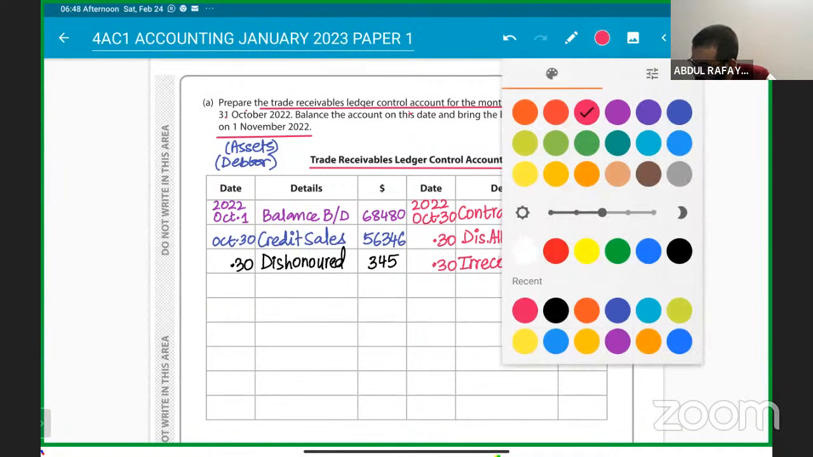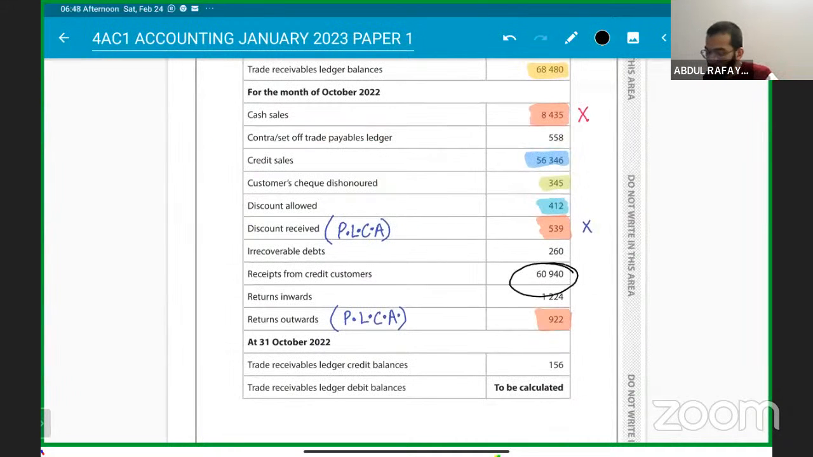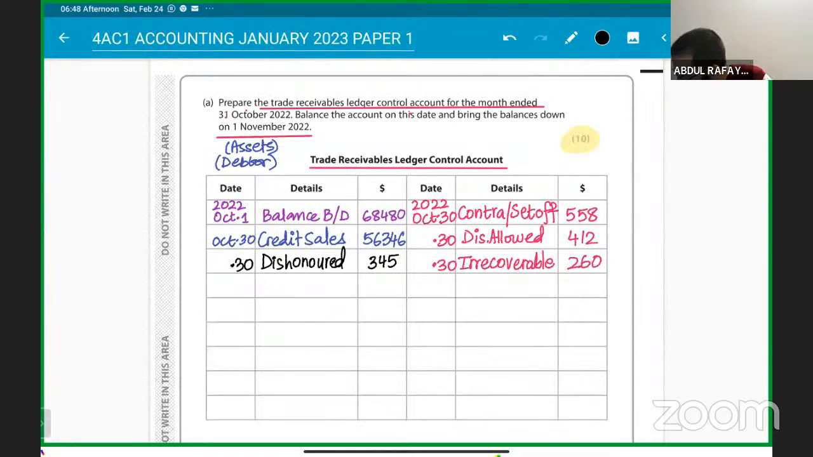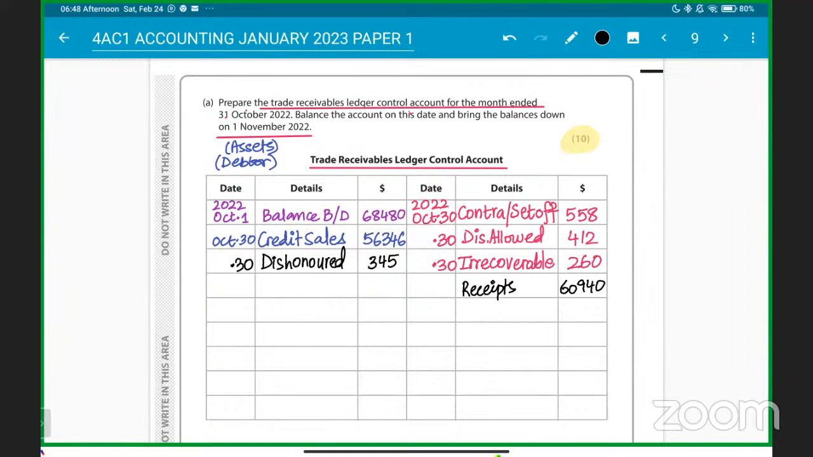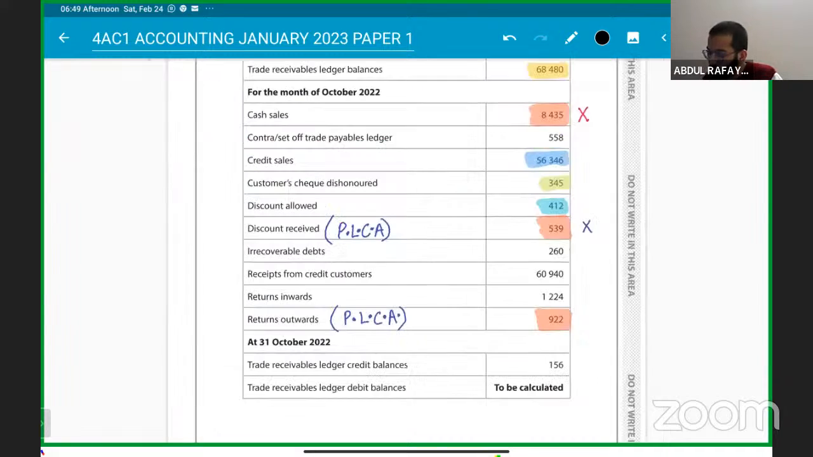Next, we have receipts from customers. When customers are paying, we are receiving in the bank, and the customer is being put on credit. So 60,940 will be credit here. It will be receipts from the customers, or you can write cash book, or bank and cash as well. Not a big issue here. On 31st of October, the same thing.